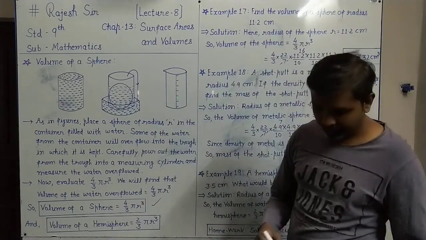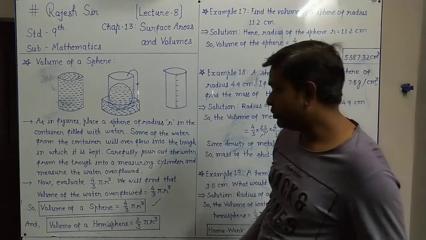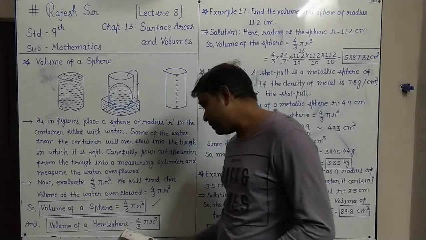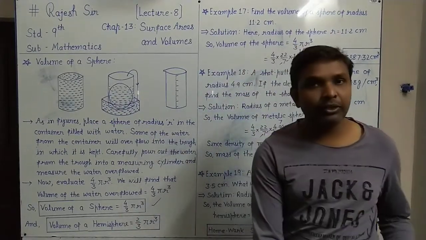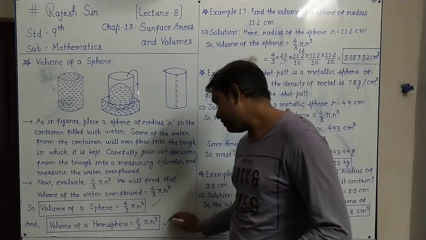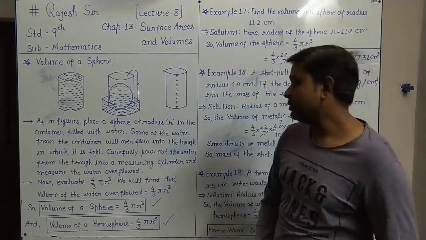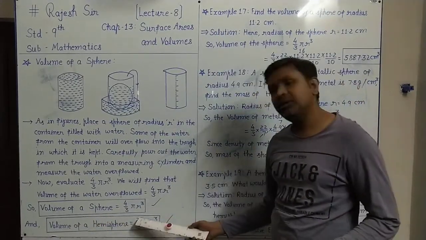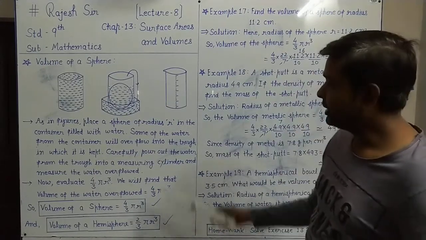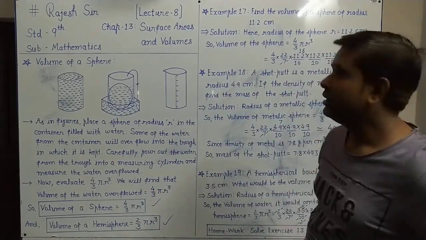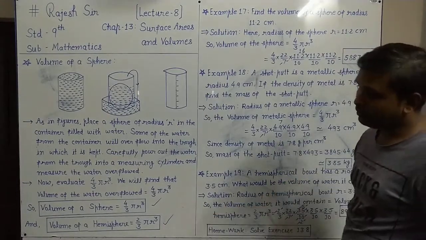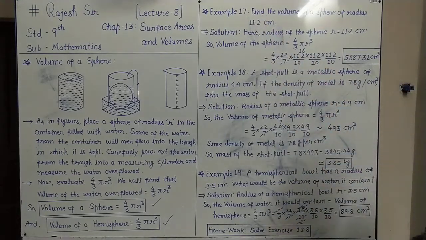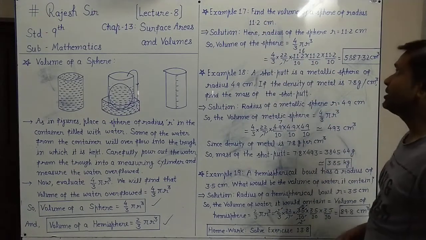And you know that a hemisphere is actually half of the sphere. Therefore the volume of a hemisphere is half of 4 upon 3 pi r cube, that is 2 upon 3 pi r cube. This way we have two formulas: volume of a sphere as 4 upon 3 pi r cube and volume of a hemisphere as 2 upon 3 pi r cube. By this activity we can verify this result. Now using the sphere and hemisphere formulas, we will do examples 17, 18 and 19. We have 3 examples, so let's see them one by one.